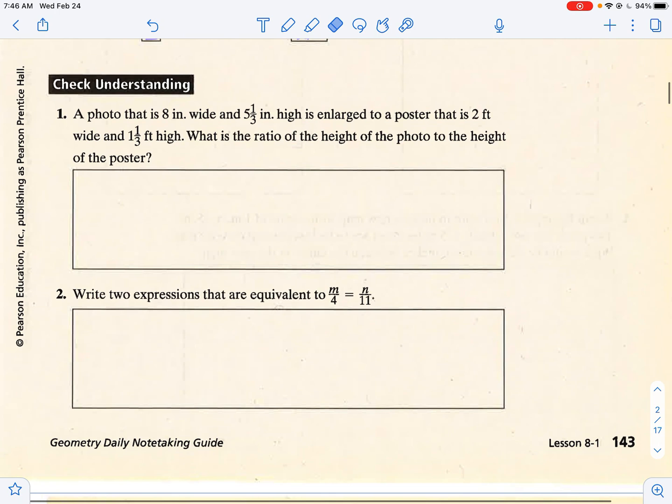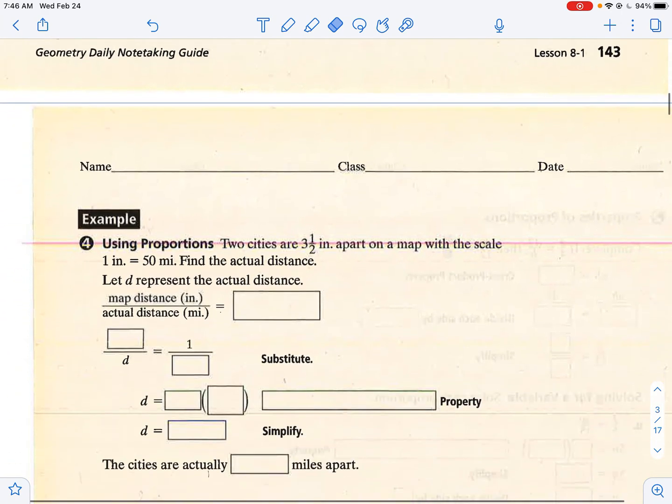Okay, there are two problems for you to try here. Number 1 says a photo is 8 inches wide and 5 1/3 inches high. It is enlarged to a poster of 2 feet wide and 1 1/3 feet high. What is the ratio of the height of the photo to the height of the poster? So that'll be kind of like number 1 in the examples. Number 2, write the expression that is equivalent to m over 4 equals n over 11. So that'll be kind of like number 2 in our examples.